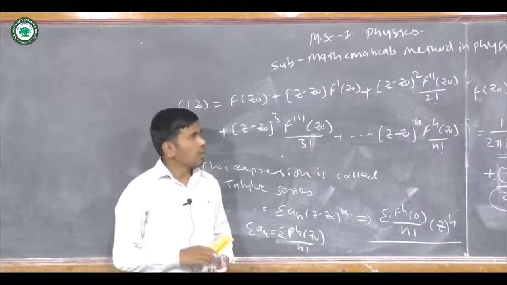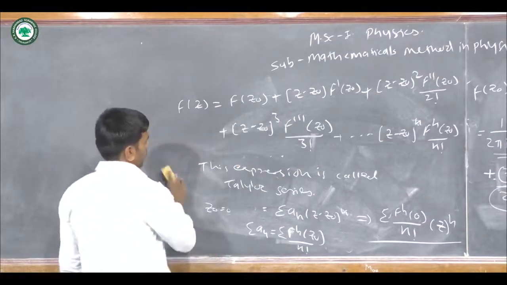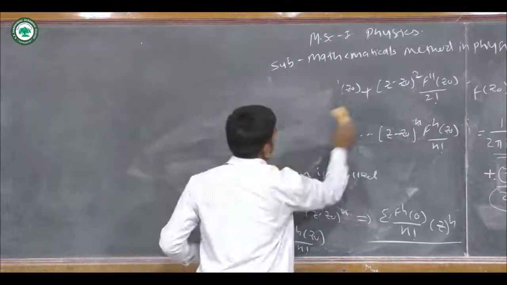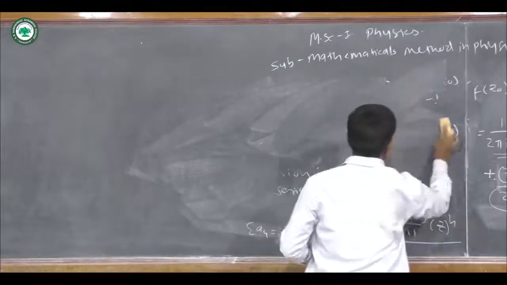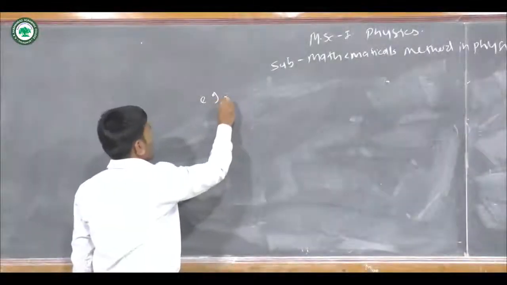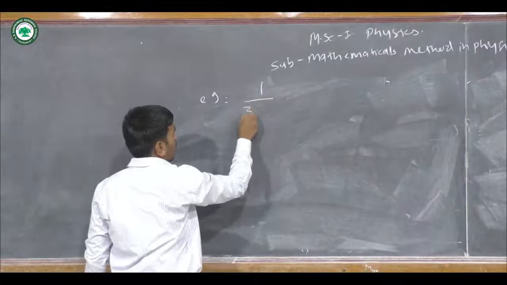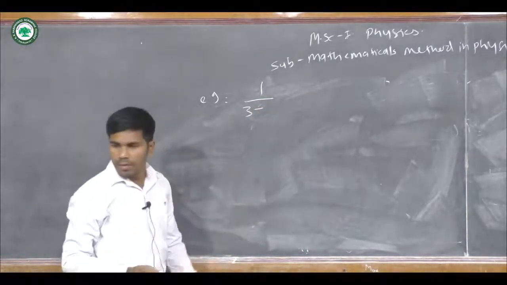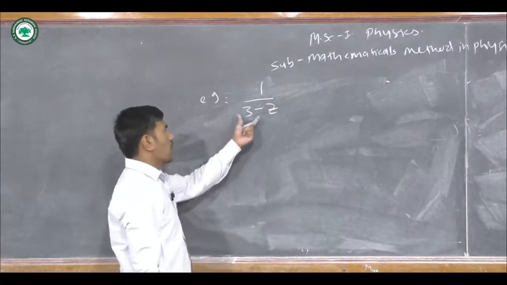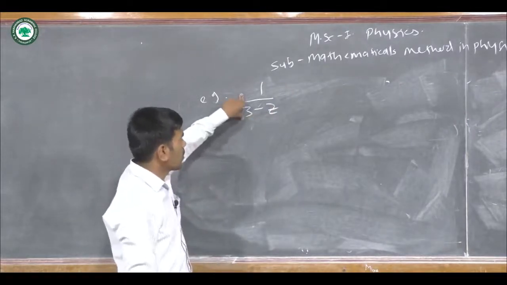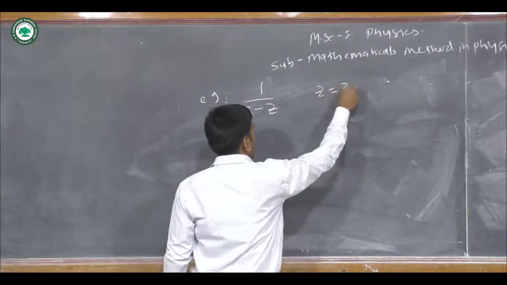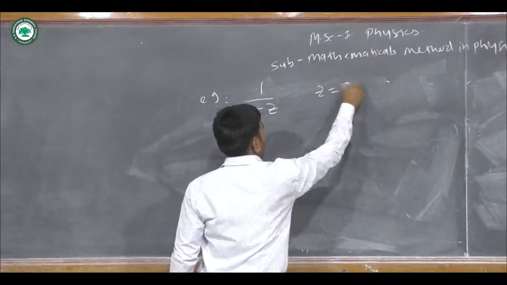Okay, now let's take one example on this Taylor series. The example is 1 by 3 minus z. This is the given function, and they ask to expand around z naught equal to 2i.